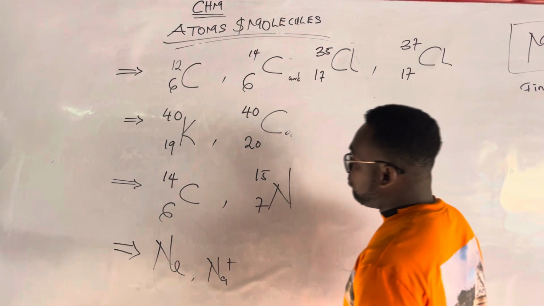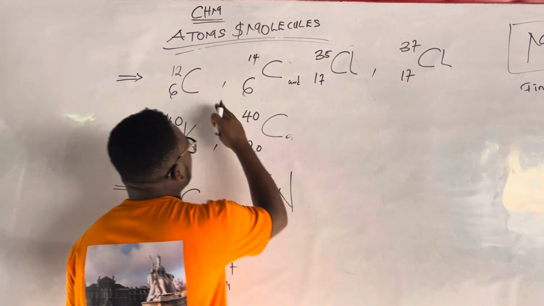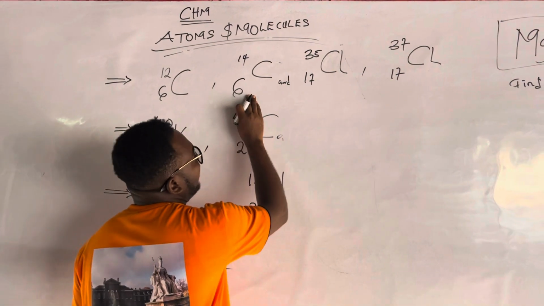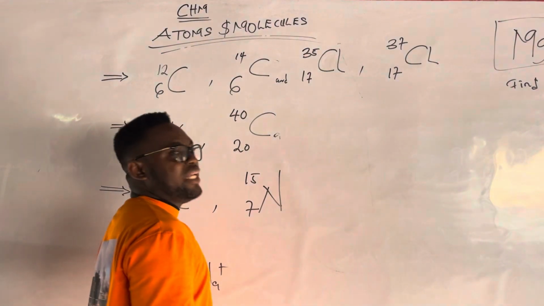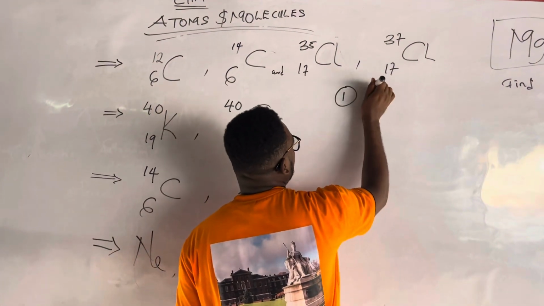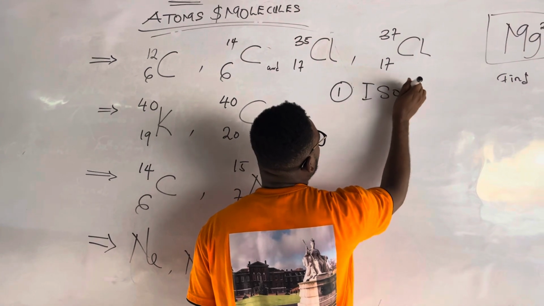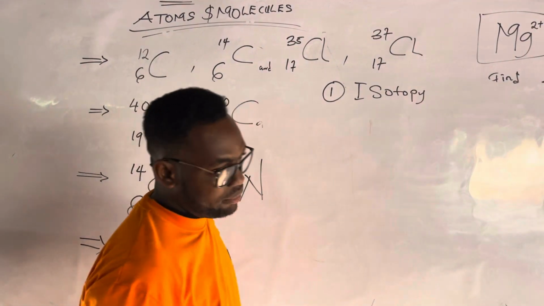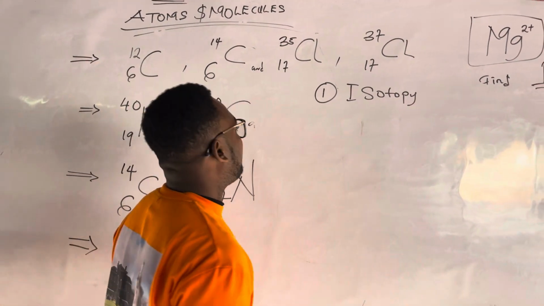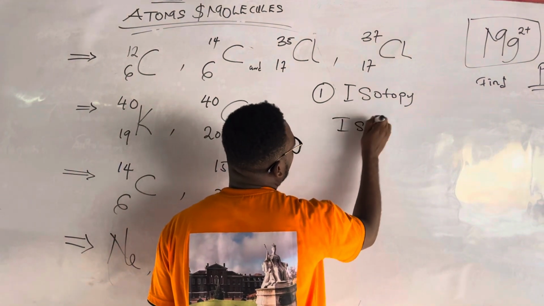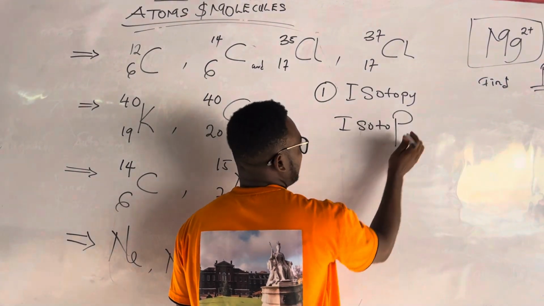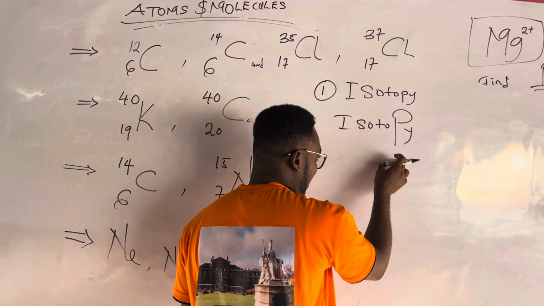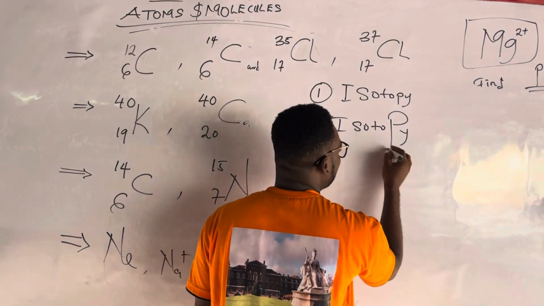There are some phenomena exhibited by atoms. Let's look at the first one here. This and this, and then this and this. There is one phenomenon I want to talk about. We usually call it isotopy. My boss, who I learned a lot from, usually writes it as isotope, then makes this P capital, isoTOPy. That will easily tell students that isotopes have same proton.